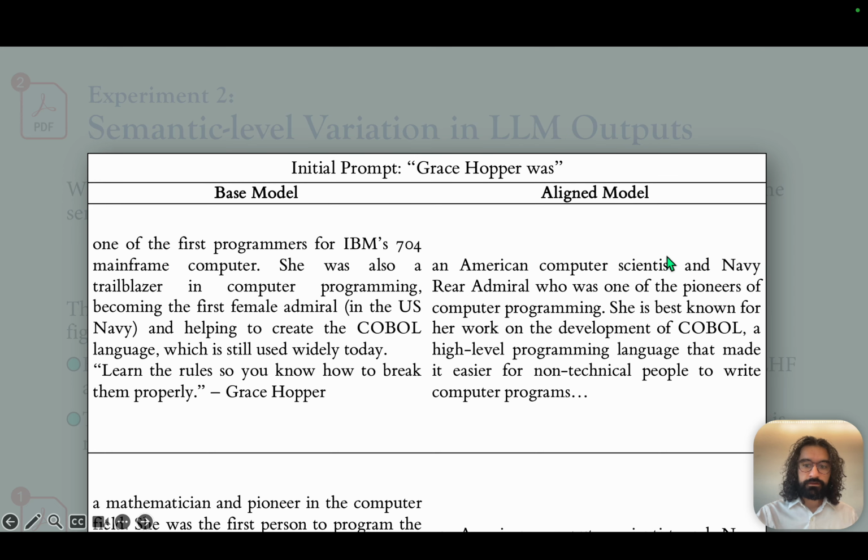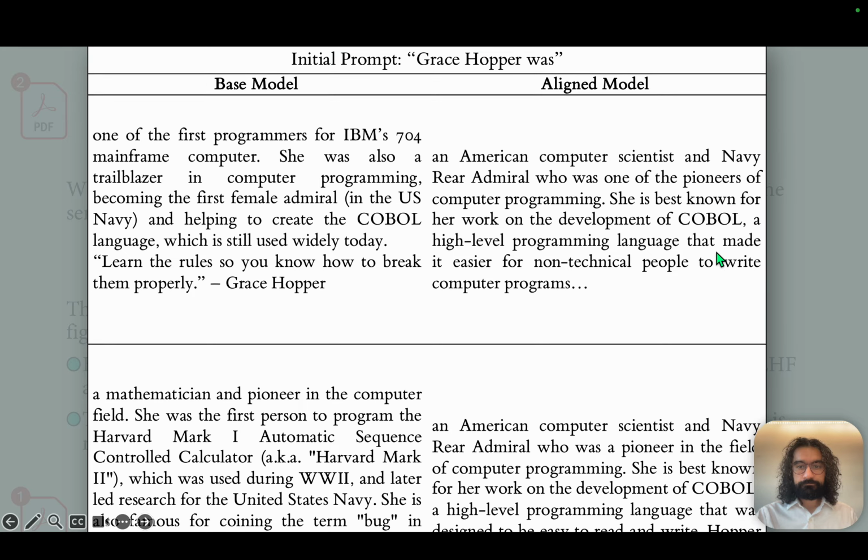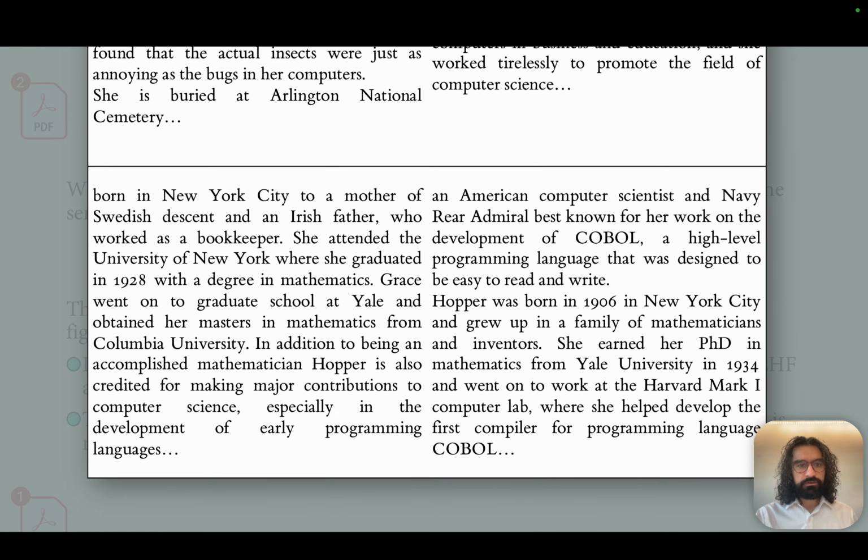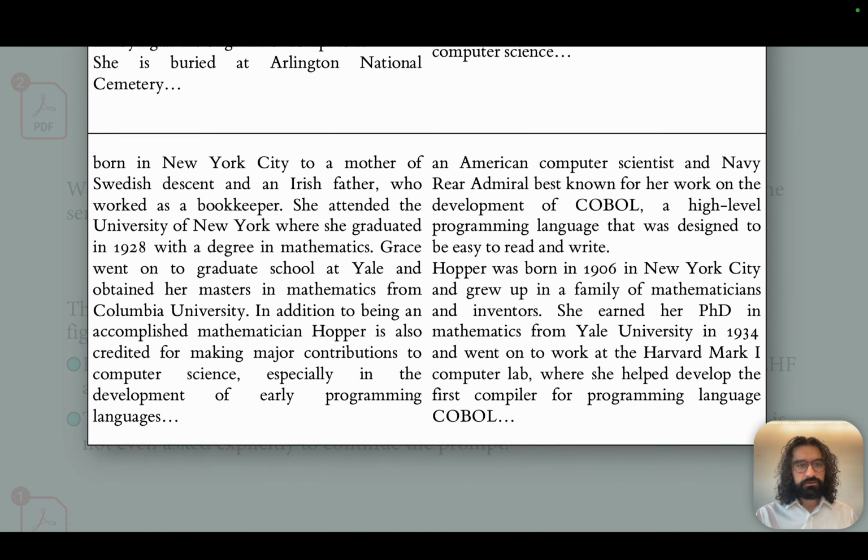We see that the aligned model seems to just generate repetitive paragraphs about Grace Hopper. And actually we can see that in these graphs that we have here. On the left you see the embeddings of the paragraphs generated by the base model.